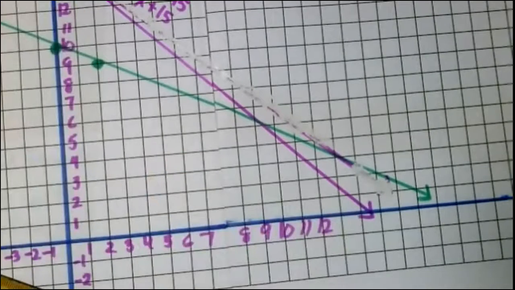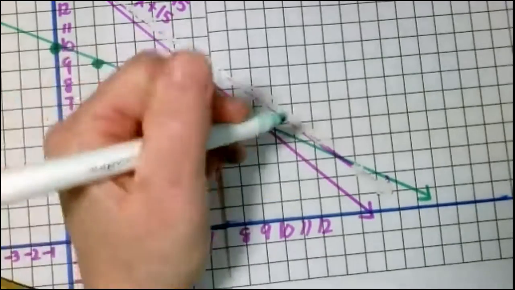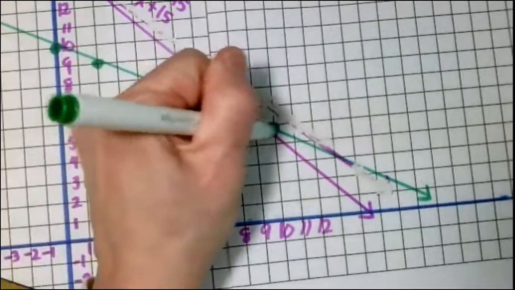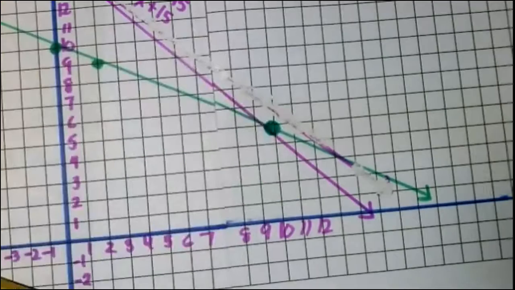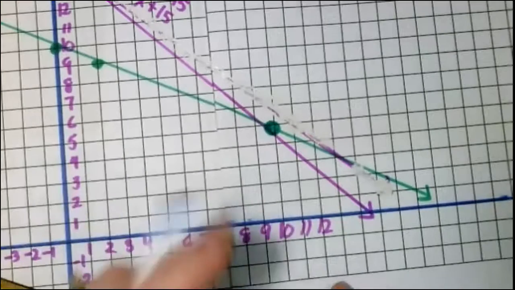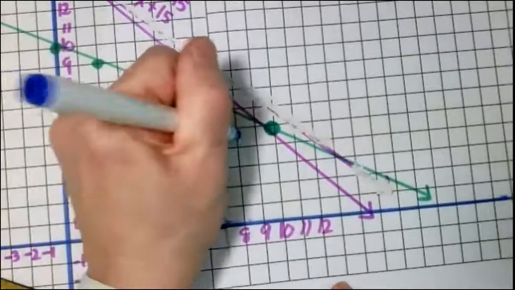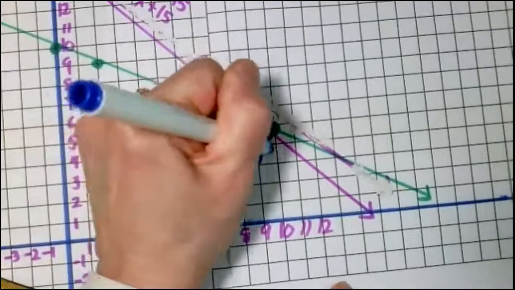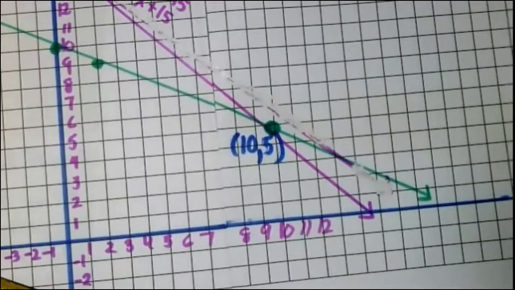Okay, so now our point of intersection, the green one's okay, I think. Our point of intersection then is, well, it actually is supposed to be right here. That's supposed to be our point of intersection if I was completely accurate. So that point is (10, 5). Okay?